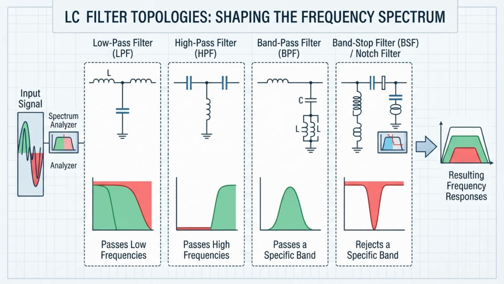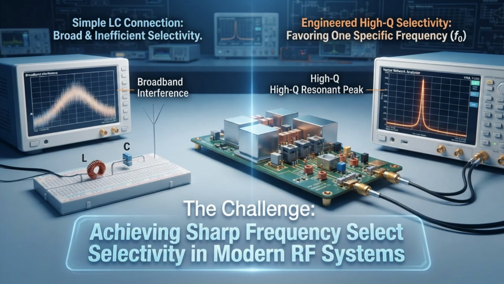In the previous lesson, we learned that RF filters are physically built using inductors and capacitors. By combining these components, engineers can create filters that shape the frequency spectrum. However, simply connecting inductors and capacitors is not enough to achieve the sharp frequency selectivity required in modern RF systems. Engineers need a mechanism that naturally favors one frequency over all others.